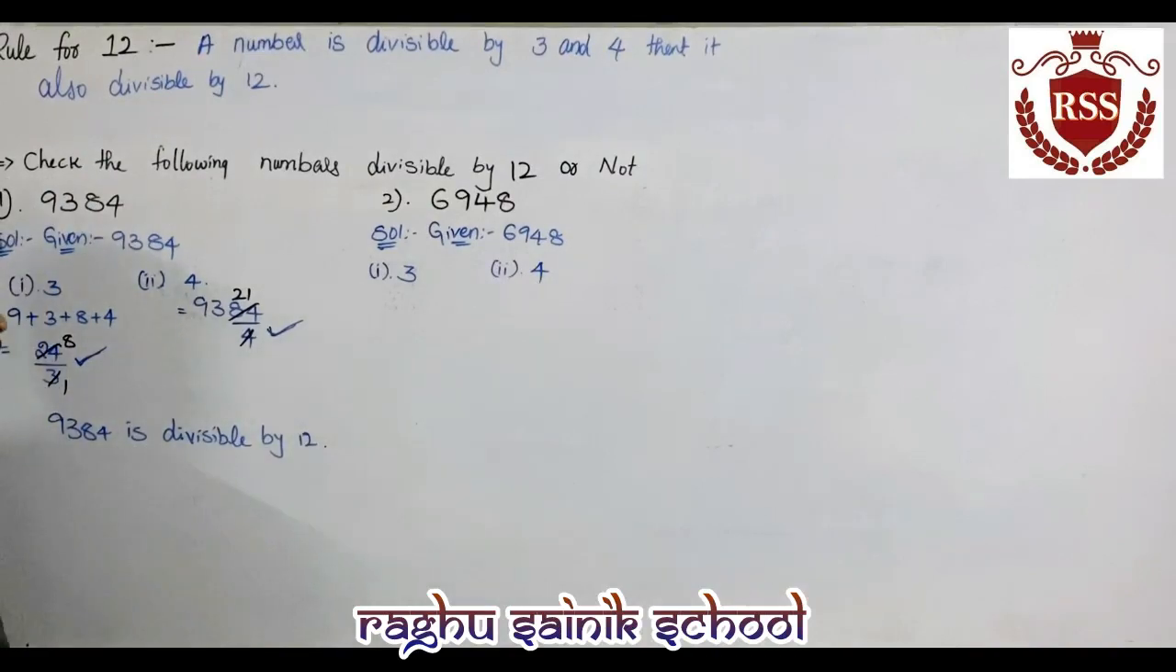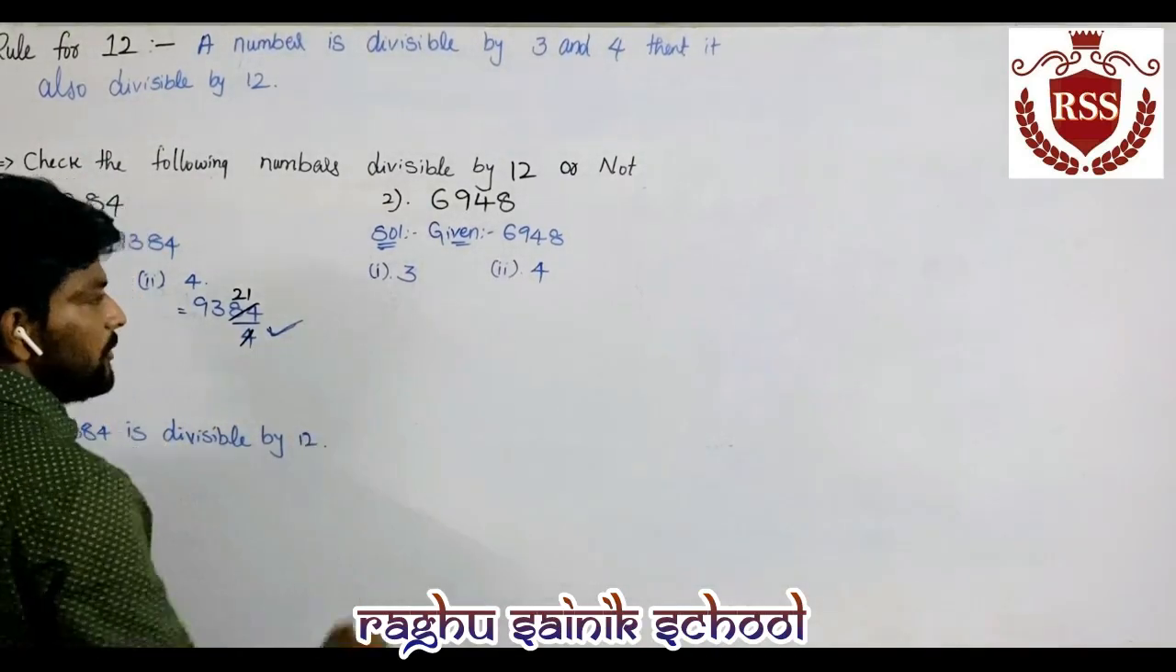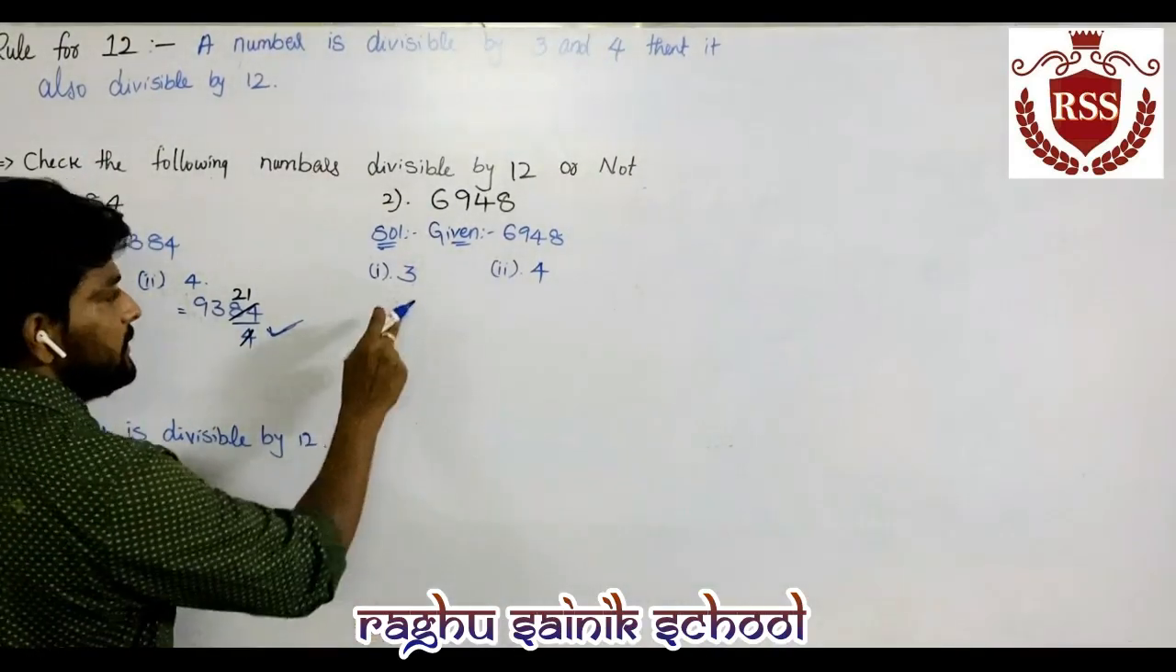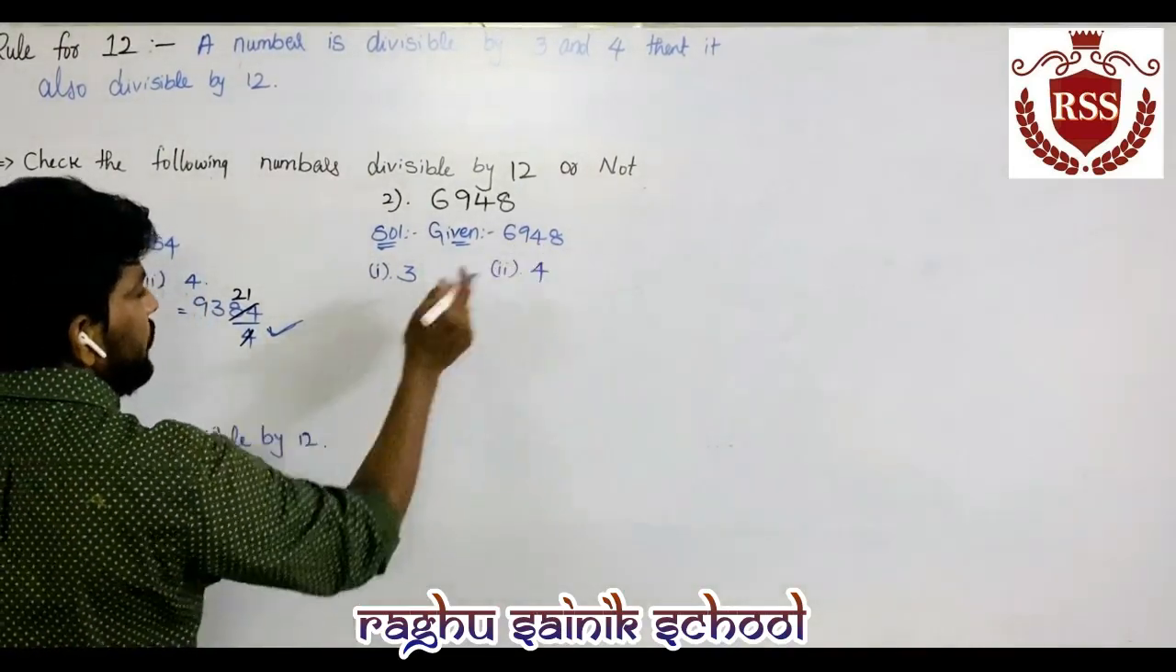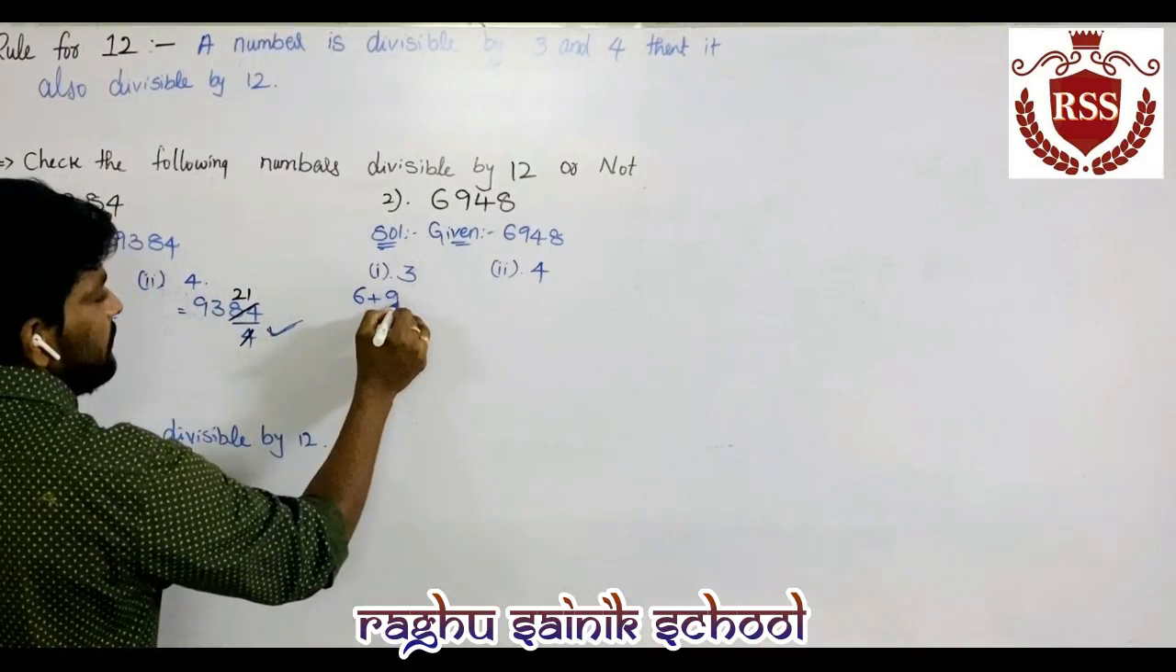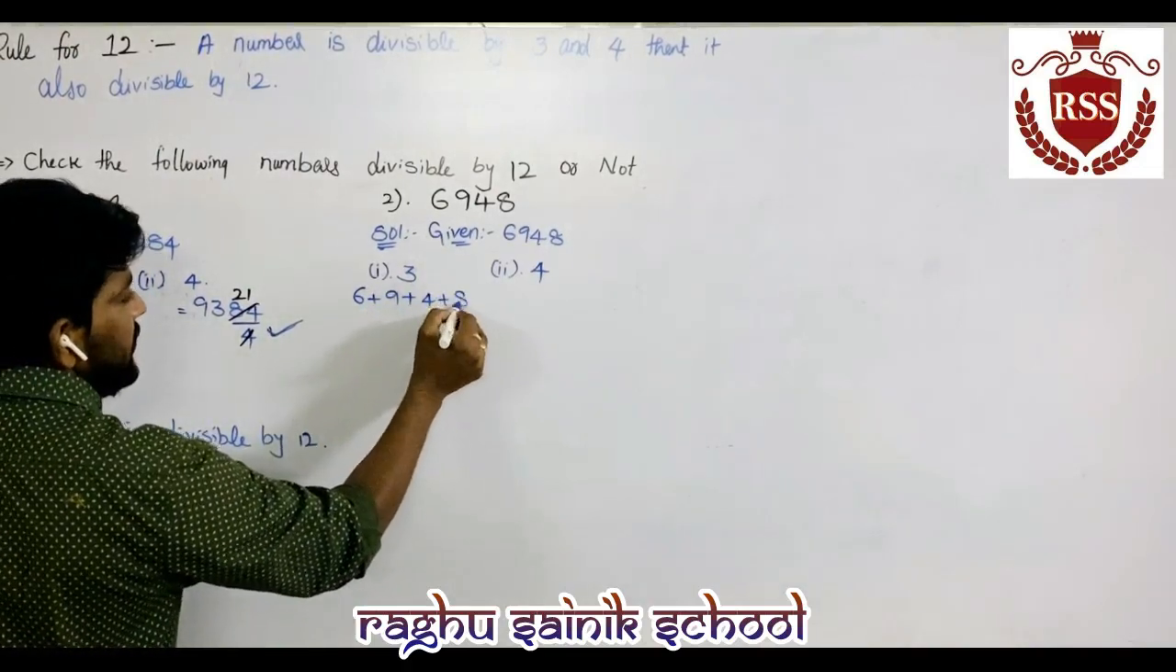What is the divisibility rule of 3? The sum of all the digits. What are the digits here? 6, 9, 4, 8. 6 plus 9 plus 4 plus 8.